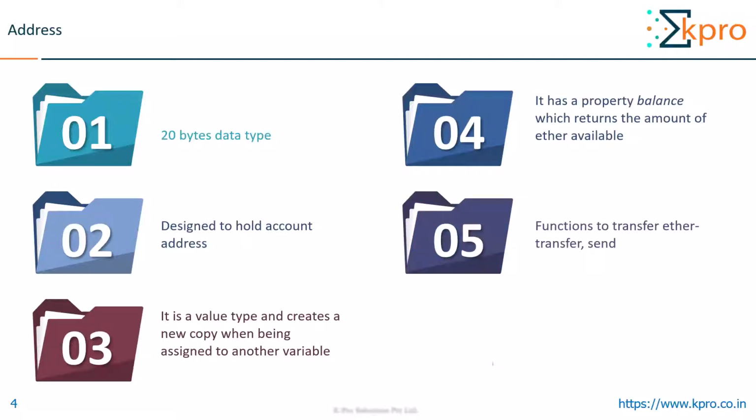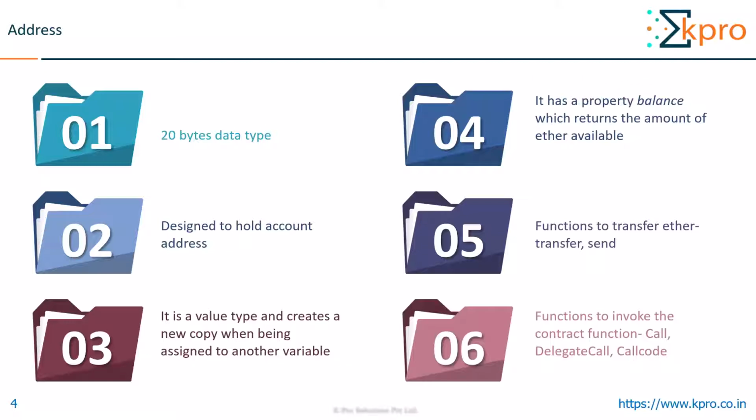It provides two functions to transfer ether, that is transfer and send. And it provides functions to invoke contract functions, and these functions are call, delegate call, and call code. We'll talk more about these functions of address in one of my upcoming videos. So for the time being, this is all about addresses.